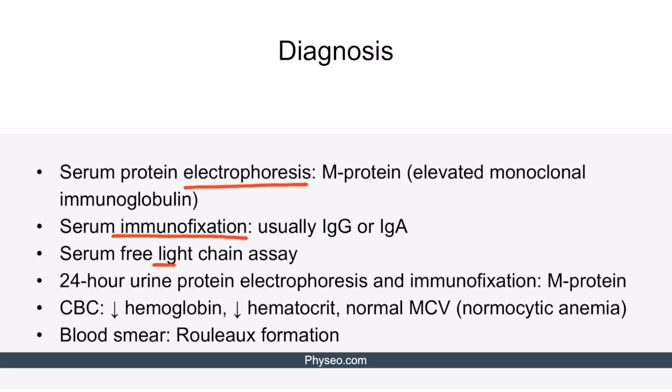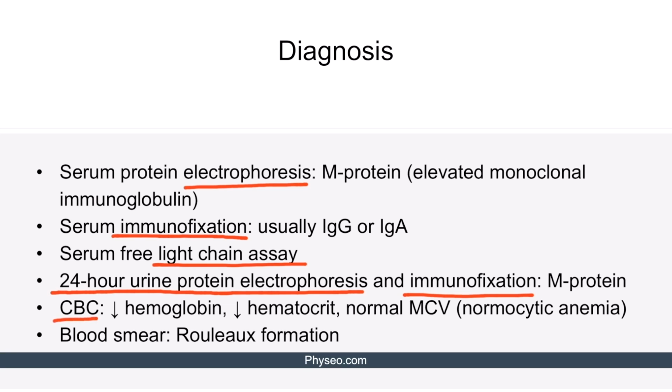A serum free light chain assay can also be performed in the initial screening with an SPEP, which again stands for serum protein electrophoresis. It helps measure the concentrations of kappa and lambda free light chains in the serum. A 24-hour urine protein electrophoresis can also be performed to detect M protein in the urine. Performing urine immunofixation can also be useful. It's important to note that the urine dipstick is negative in multiple myeloma since it mainly detects albumin.